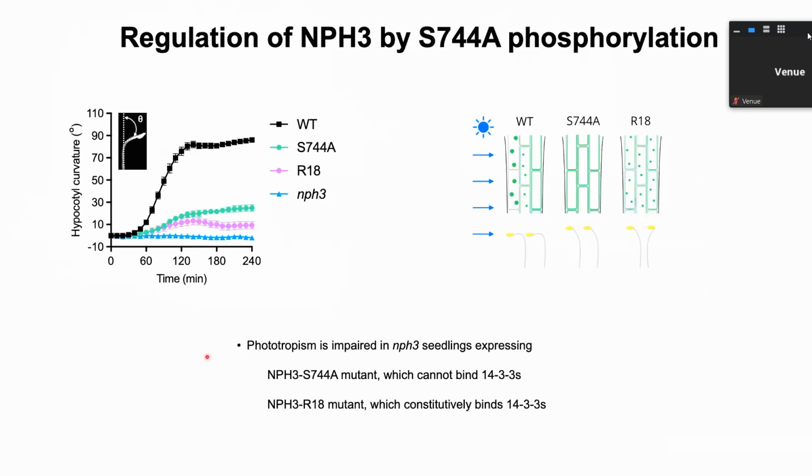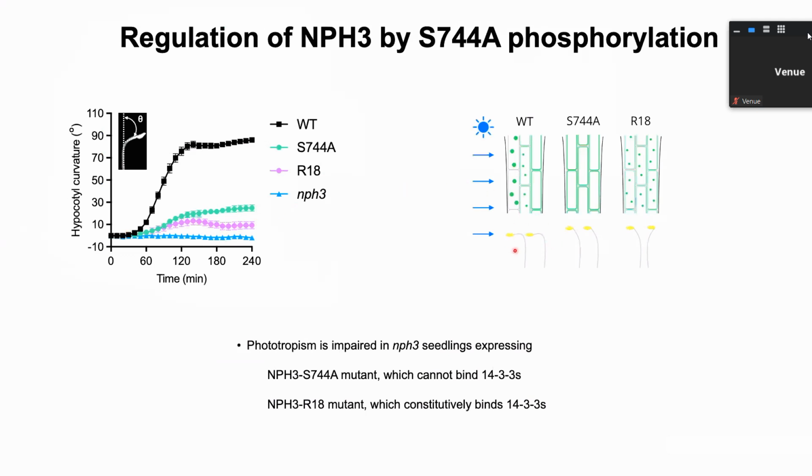So if we look at the functionality of this, here we're looking at the phototropic response of transgenic seedlings compared to seedlings expressing the wild-type MPH3 form in the MPH3 mutant background. You can see that the serine 744A mutant and the R18 mutant have severely compromised phototropic curvature responses compared to the wild-type. They are still responsive, and that's something I want you to keep in mind as I go through the functionality moving forward.